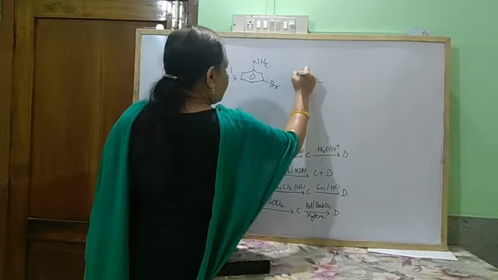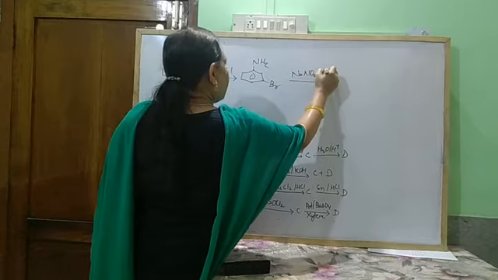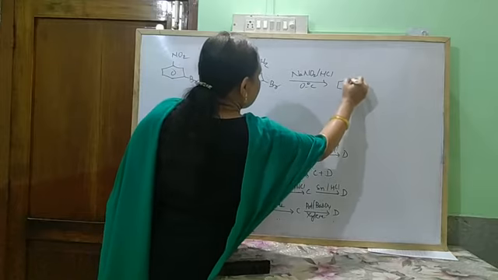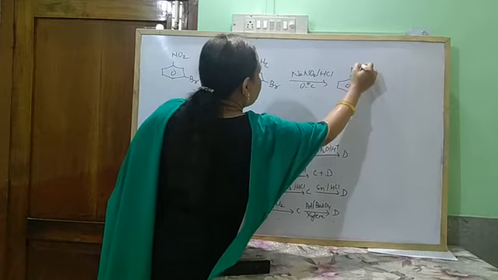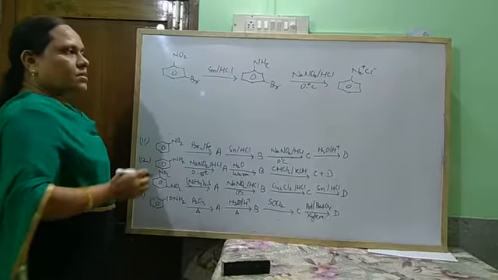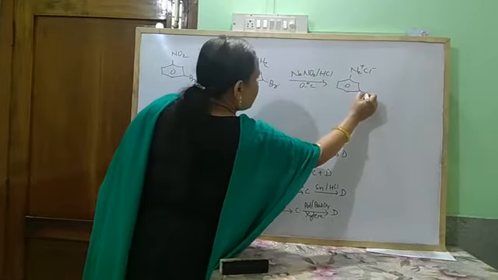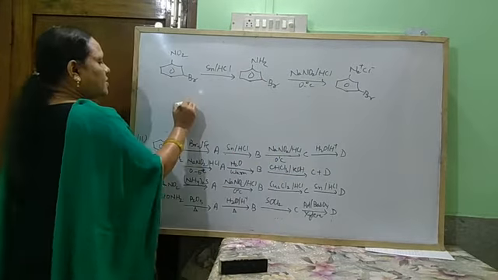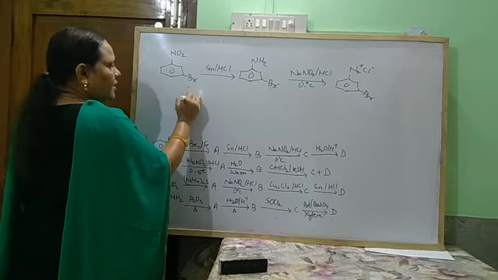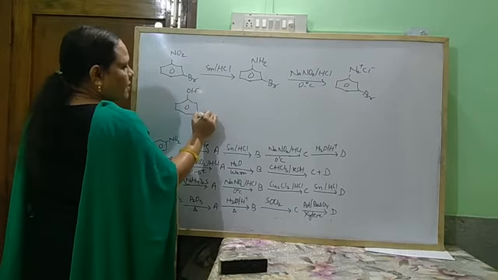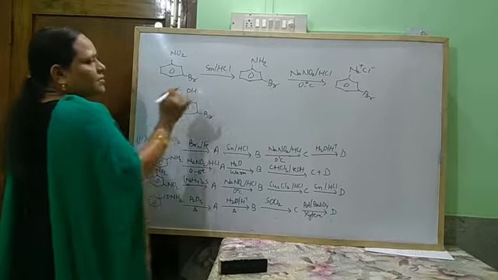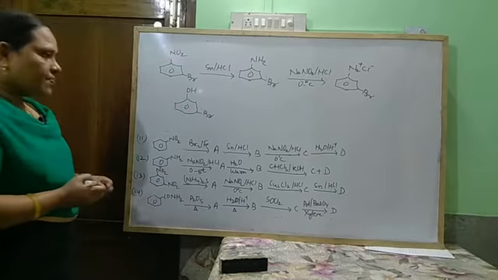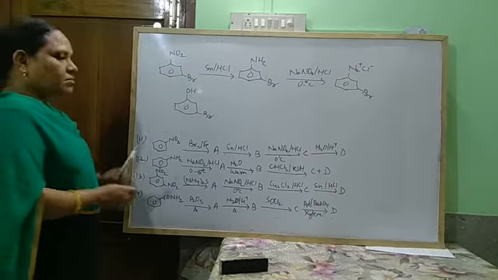aniline. And then this is treated with sodium nitrite and HCl at 0 degree Celsius. The diazotization reaction forms benzene diazonium chloride, and bromine is also there. And when this is treated with water, in presence of acid, N2 plus Cl minus is replaced by OH, so this one is the product. So this is meta-bromophenol. Next come to question number 12.